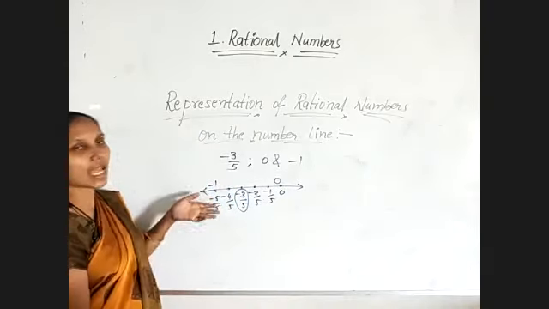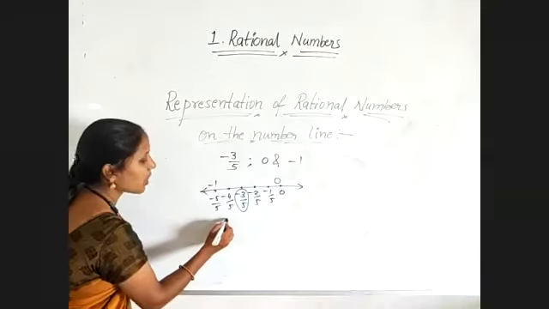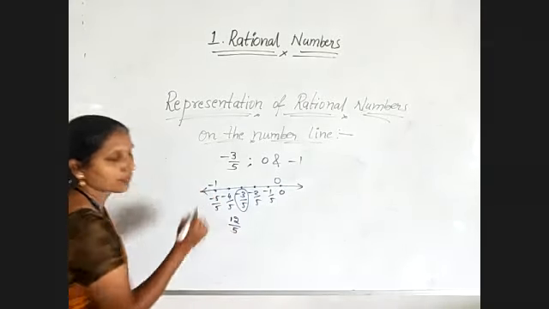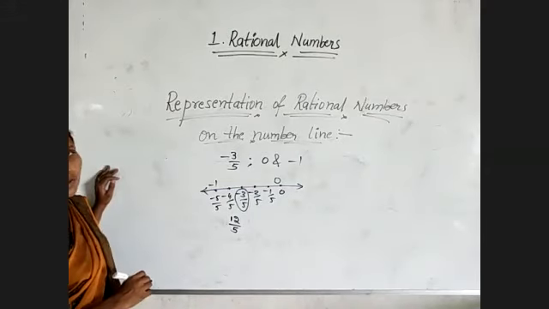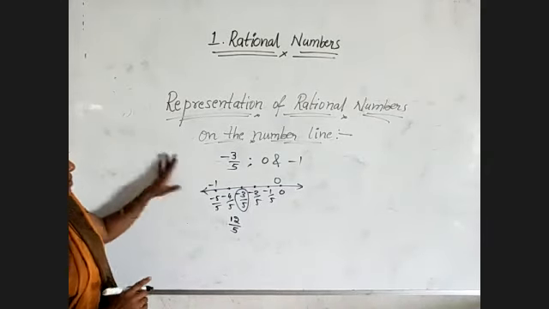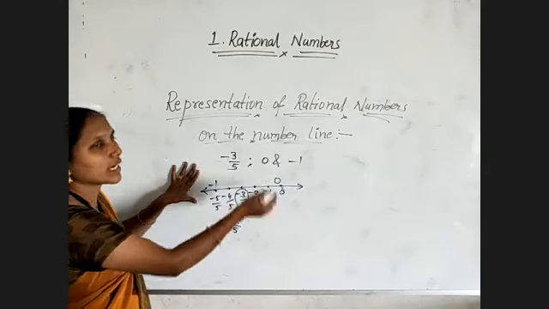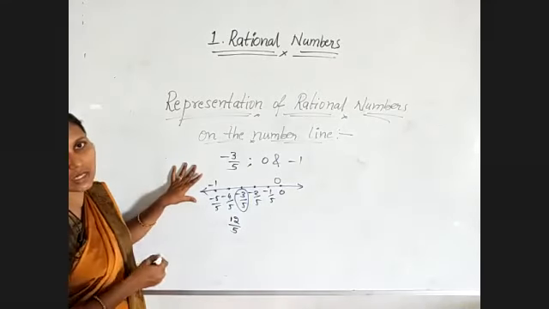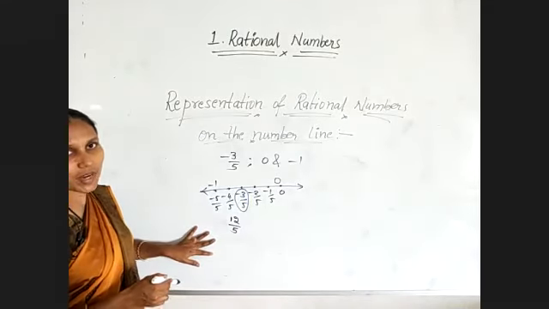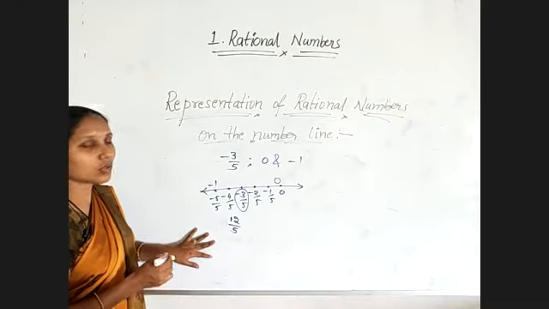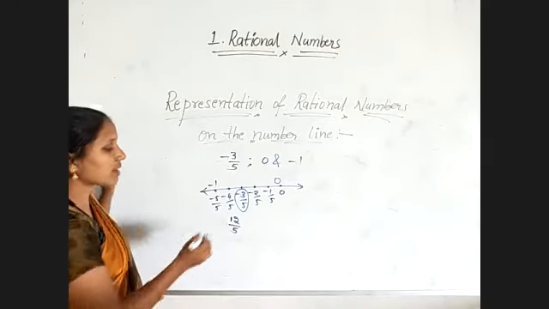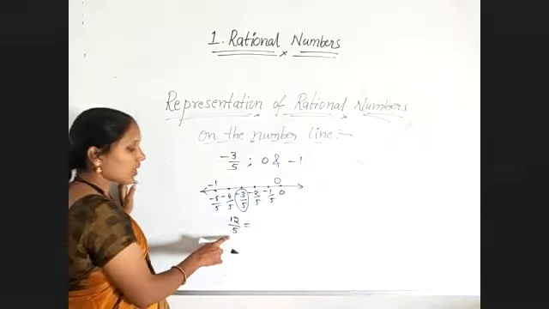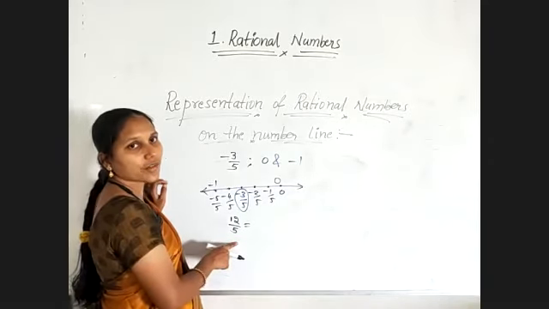Suppose I have an improper number. For a positive number, I am checking first: 12 by 5. Proper fractions always lie between 0 and 1 only. If positive, between 0 and 1; if negative, between 0 and minus 1. Coming to improper fractions, we need to convert them into mixed fractions.